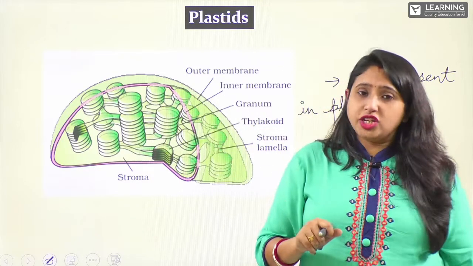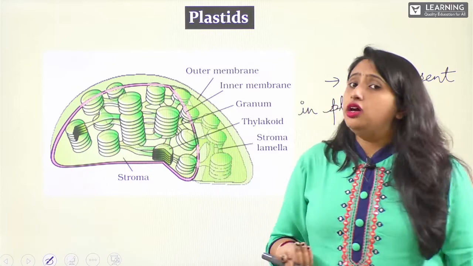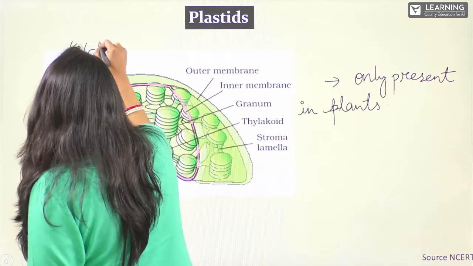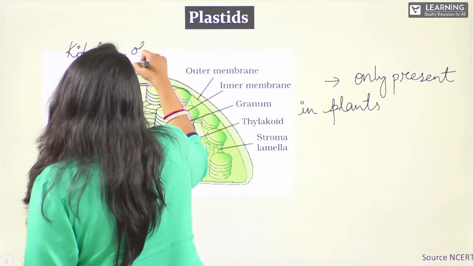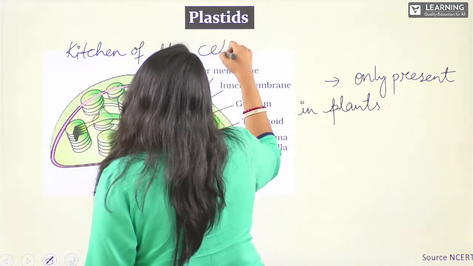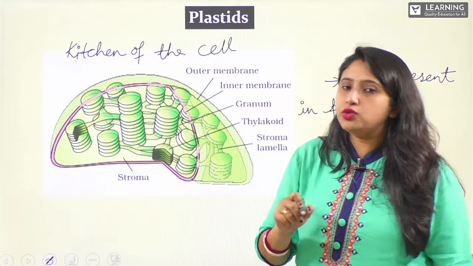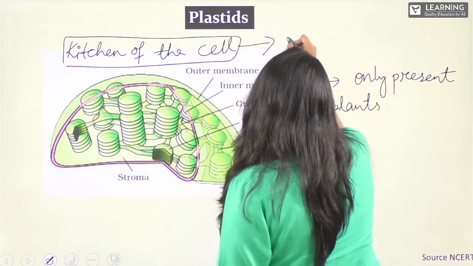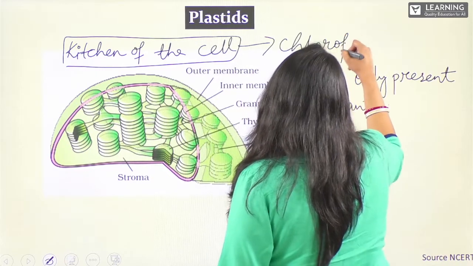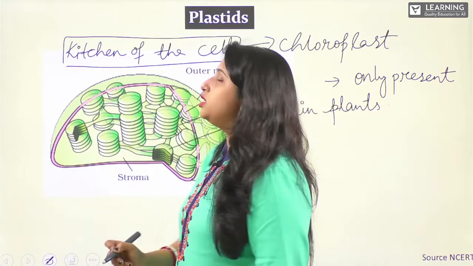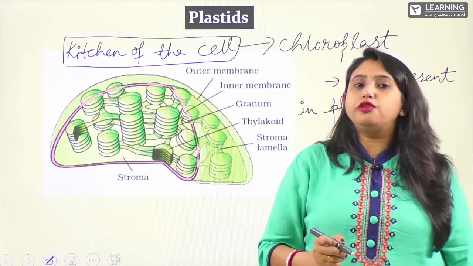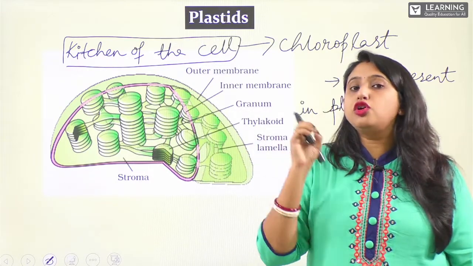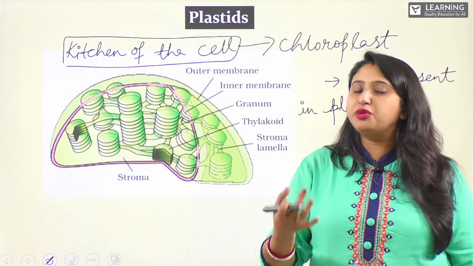As you can see, this is the picture of the chloroplast. Now this chloroplast is also known as the kitchen of the cell. Why is it known as the kitchen of the plant cell? Because it is responsible for preparation of food. The leaves contain chloroplast, which is responsible for the preparation of food.